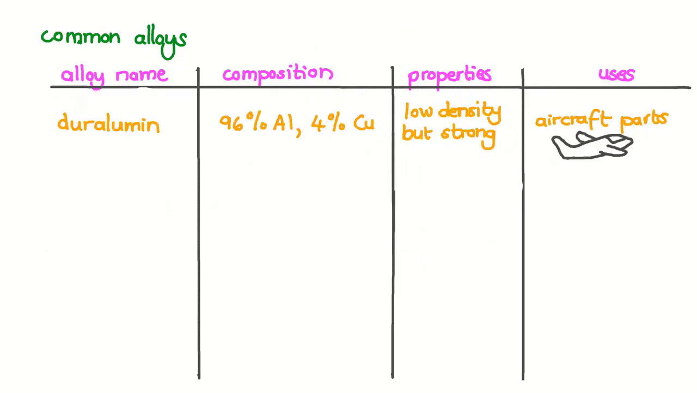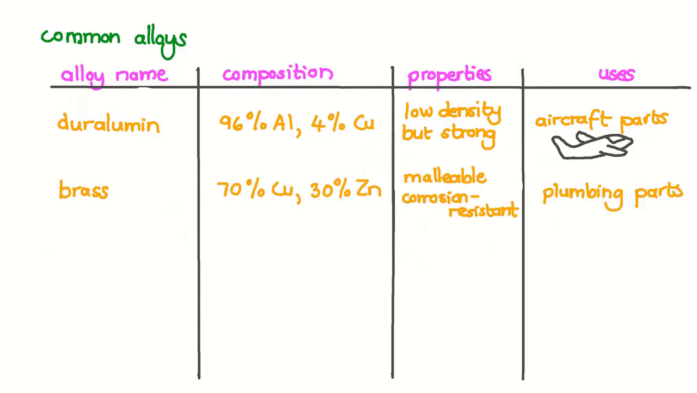Duralumin is a common aluminum alloy, made largely of aluminum and a little bit of copper with other metals. It is low in density and lightweight because of the aluminum, but is very strong because of the other alloyed elements, making it perfect for use in building aircraft parts. Brass is the name given to copper-zinc alloys. These are usually mostly copper with added zinc. Brass is more malleable than copper and zinc alone and is corrosion resistant. It is perfect for use in plumbing parts.